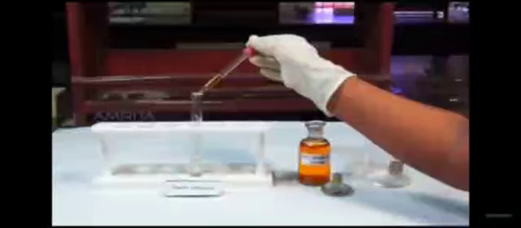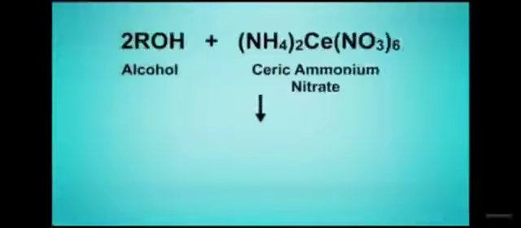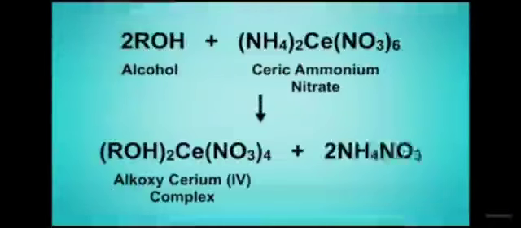Add it into the test tube containing a small quantity of organic compound. Shake the test tube well. Formation of pink or red color confirms the presence of alcoholic group in the given compound. Alcohol reacts with ceric ammonium nitrate to give red coloration due to the formation of alkoxy compound.